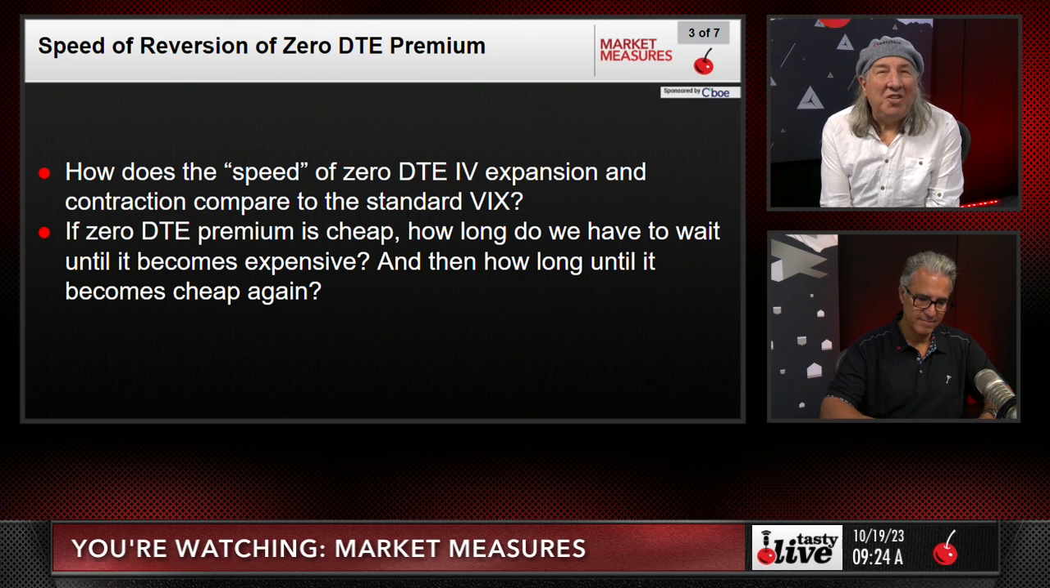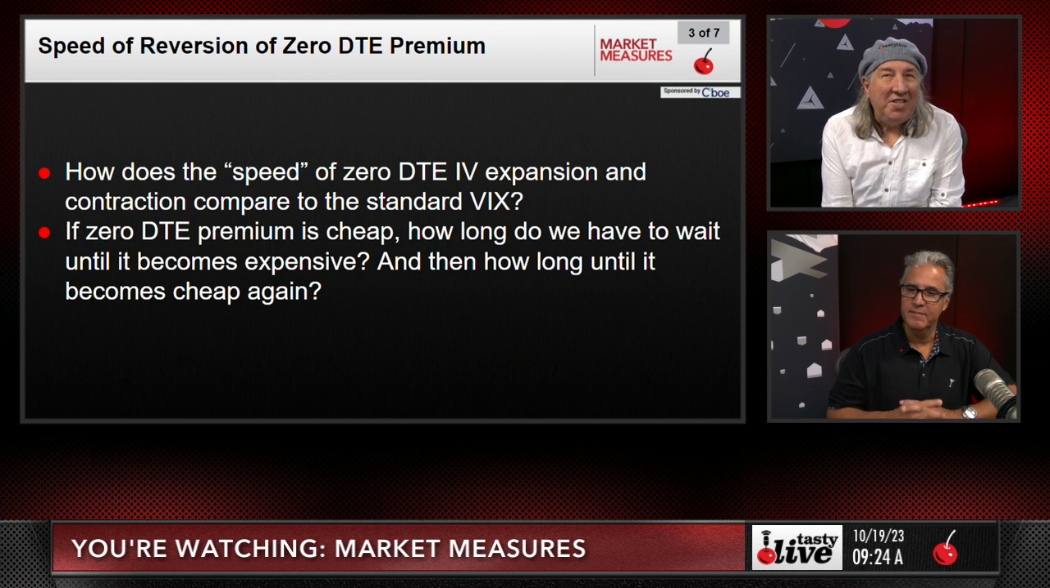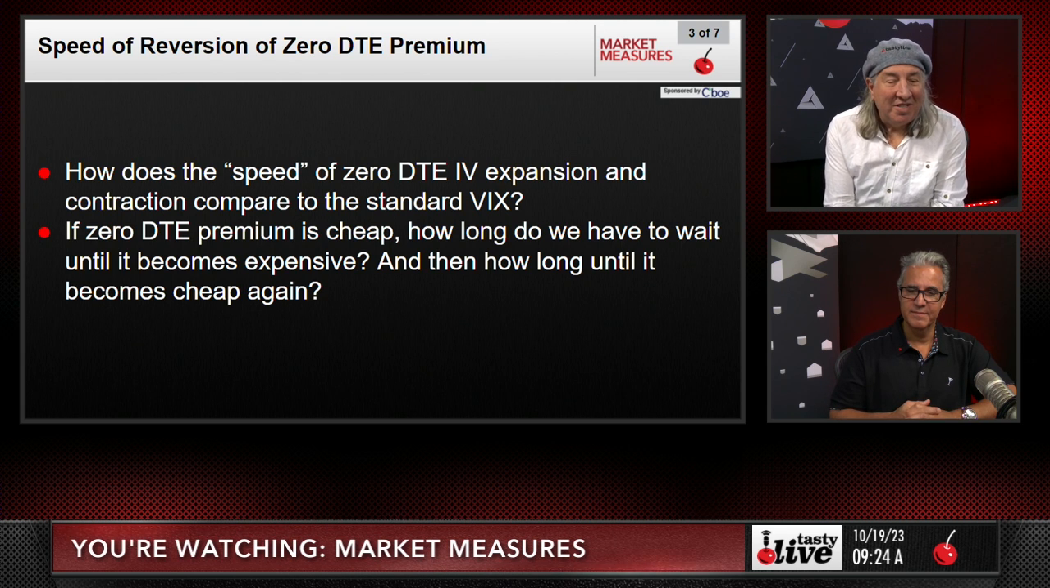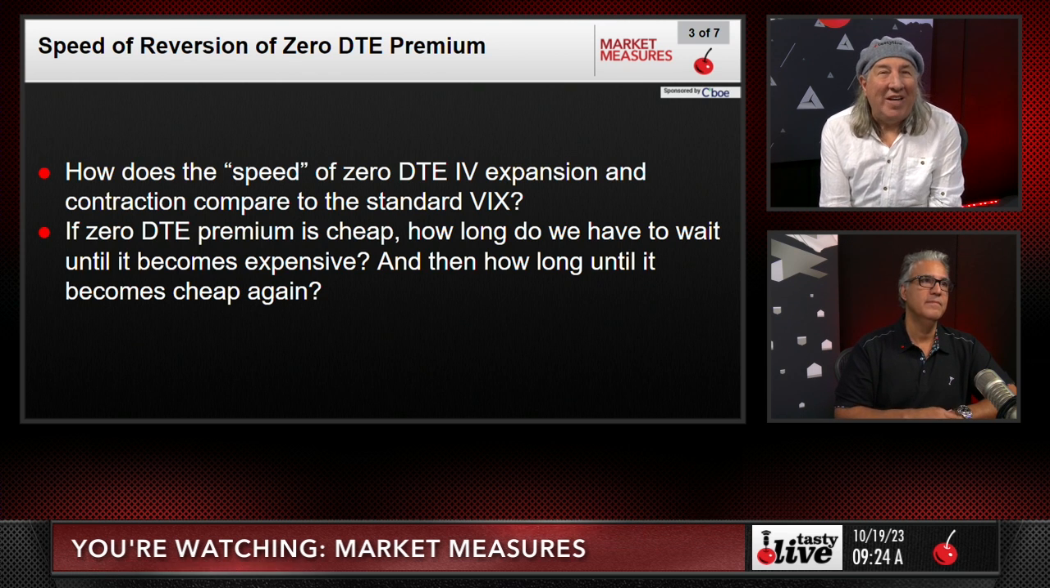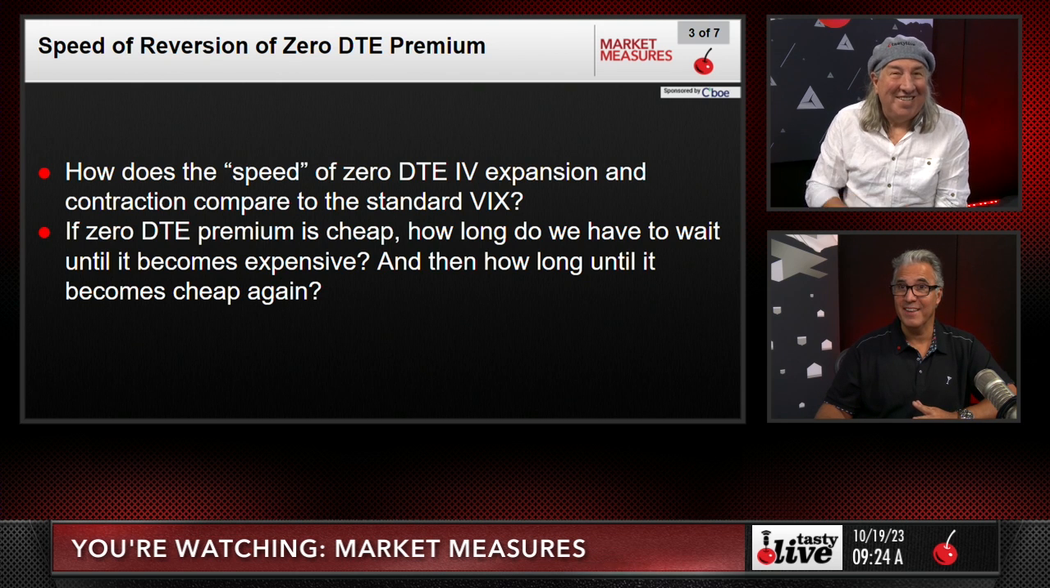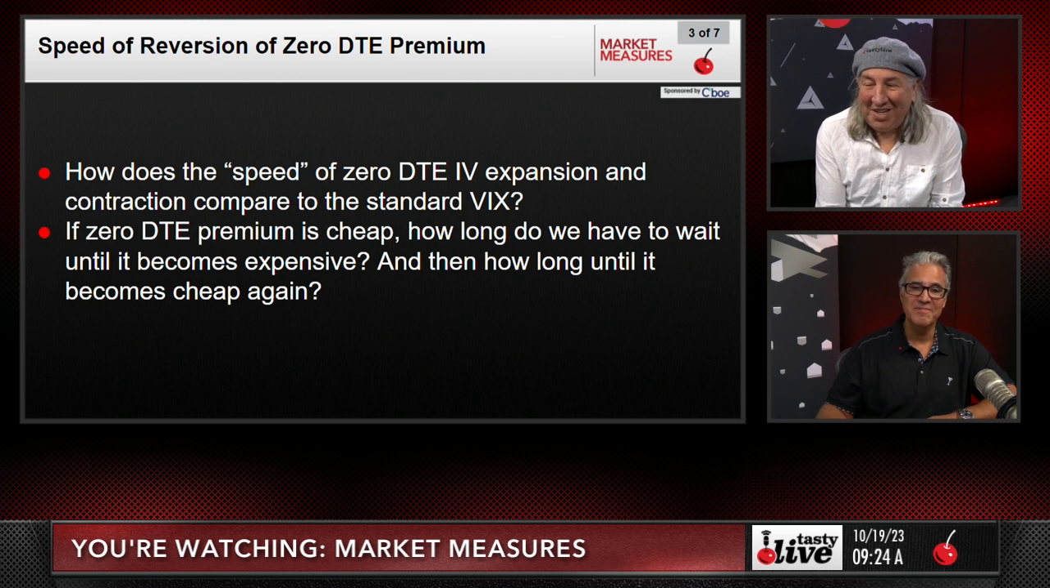So how does the speed of 0 DTE implied volatility expansion and contraction compare to standard VIX? Just to get some of the confusion off the table. Let's take a look and see if 0 DTE premium is cheap. How long do we have to wait until it becomes expensive? And then how long do we have to wait until it becomes cheap again? All right. I guess those are the questions when you're selling volatility, right? Yeah, especially in 0 DTEs.